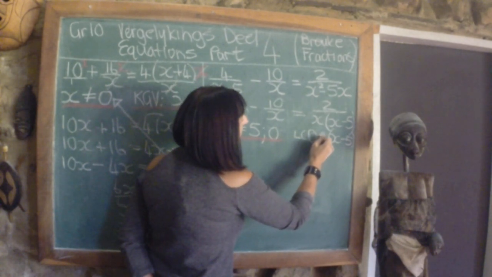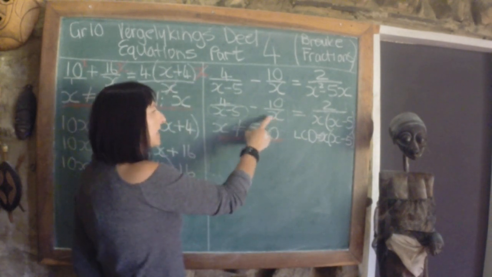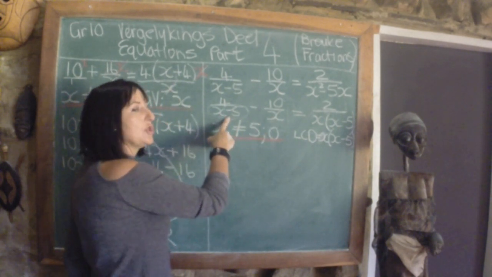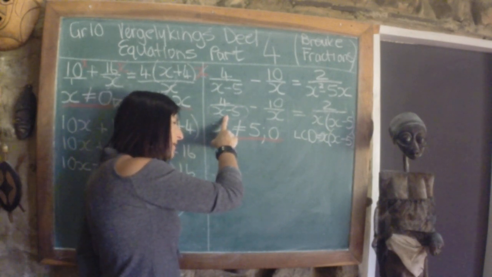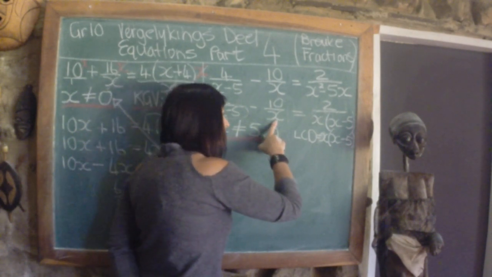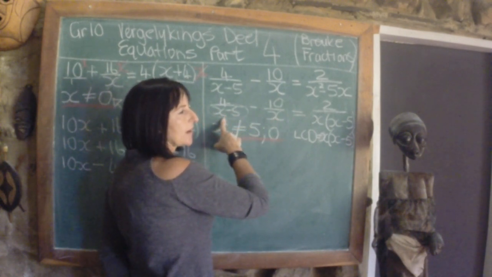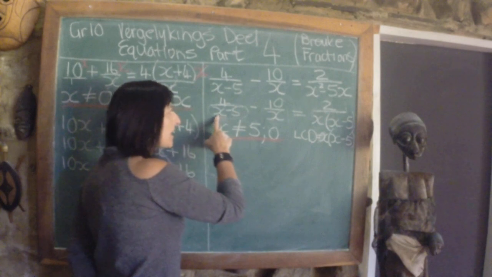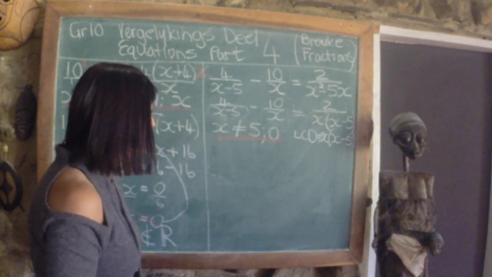Gr10, remember that there's a big difference between an x and an x minus 5. It's not the same thing. X minus 5 must be there as well as x. Dis nie dieselfde ding nie. X op sy eie en x minus 5 is nie dieselfde ding nie. Die x's is nie dieselfde nie. So ek moet al twee in my KGV hê.